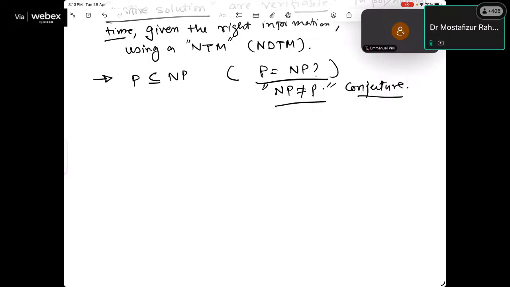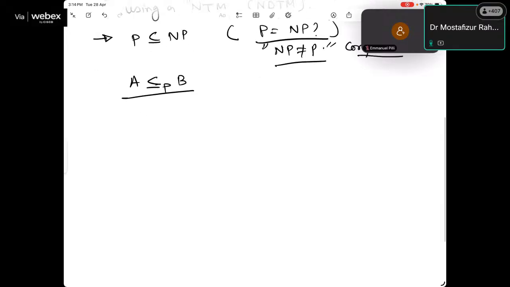This is also another important part: how to reduce a problem to another problem. For example, A is polynomial time reducible to B, written as A reducible in polynomial time to B, and it is possible if there exists a polynomial time computable function which is solvable in polynomial time. There are certain definitions of this kind. I'll just be sharing that part with you, not covering those parts, as that will take a large amount of time.